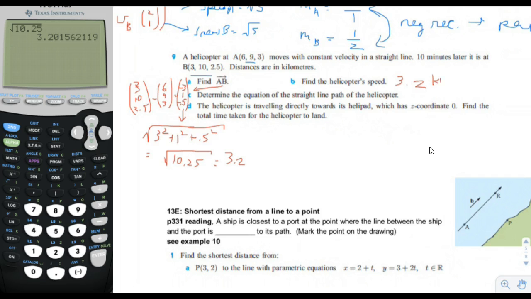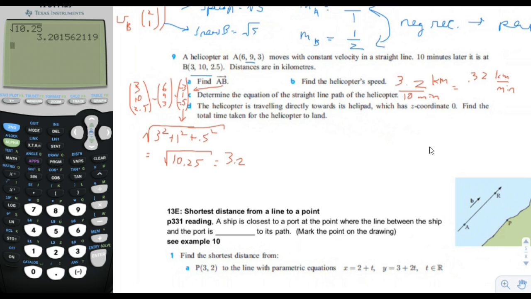Now we need to take the distance it went, 3.2 kilometers, and divide it by the time it took, 10 minutes, and so we get 0.32 kilometers per minute. It never said it needed it in kilometers an hour or anything, so you could just leave that.